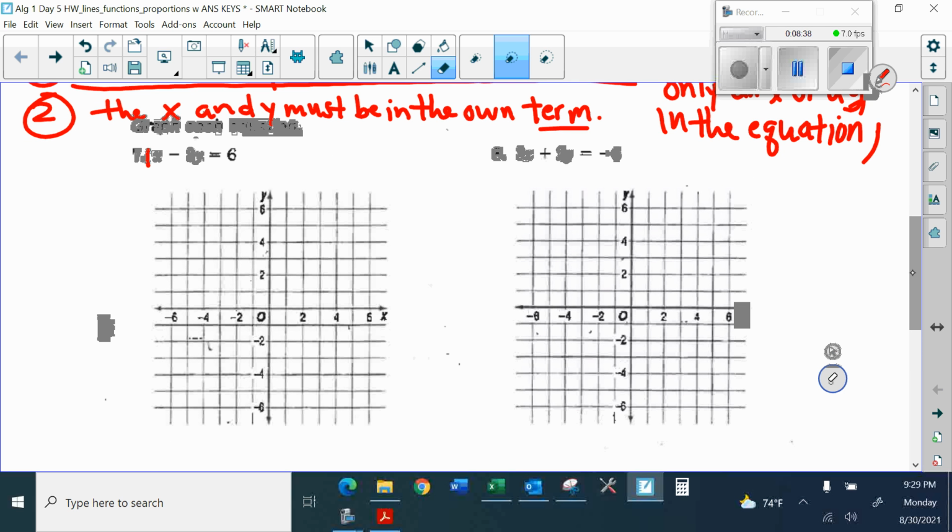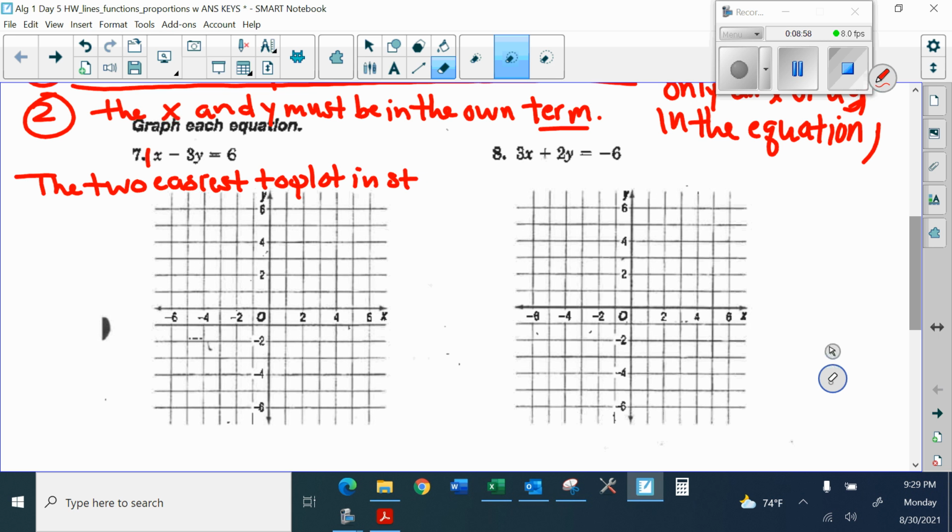Okay, so the 2 easiest points, write it down, the 2, because you only need 2 points to create a line. So the 2 easiest points to plot in standard form. And of course, I will ask this over and over, and your middle school teacher should have taught you this as well. The 2 easiest points to plot in standard form are the x and y intercepts.